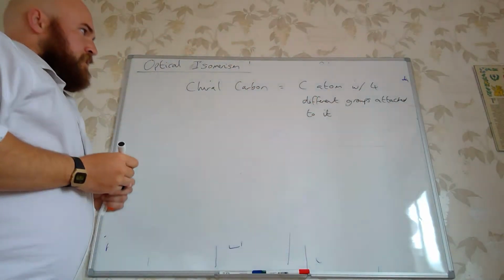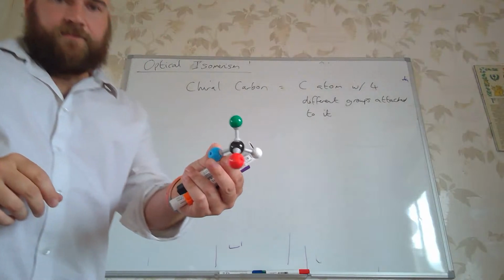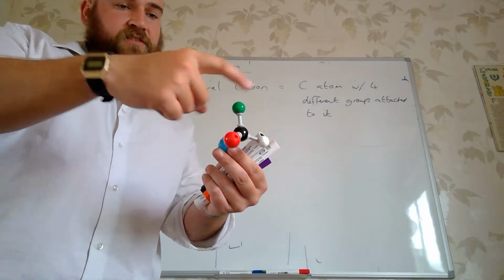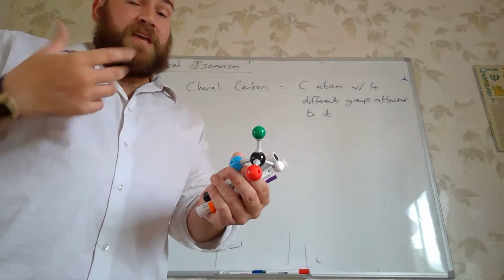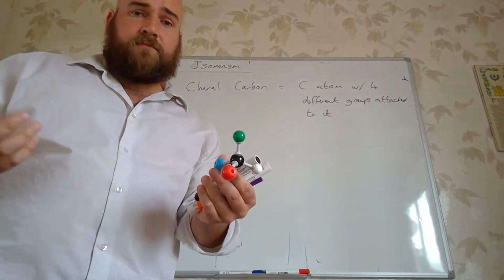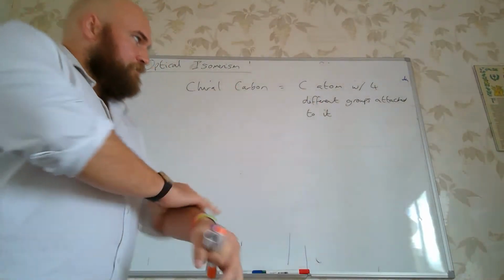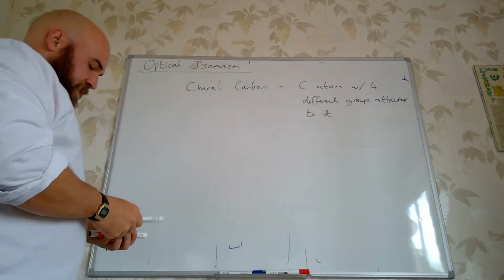Okay, so it's a carbon atom with 4 different groups attached to it. So I've got an example for you just here. Here, I've got a carbon atom in the middle, and then I've got different coloured spheres to show you 4 different groups. All right, and then in reality, they could be individual atoms, they could be big groups of atoms. So you could get one chiral carbon in a giant molecule. But the structural feature is it's a carbon atom with 4 different groups attached.